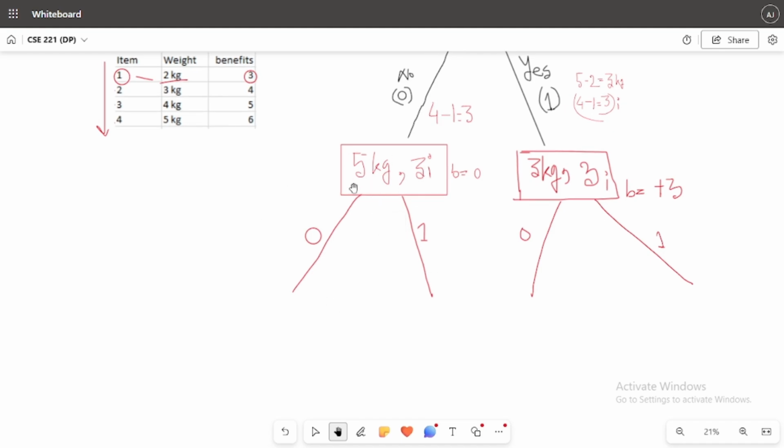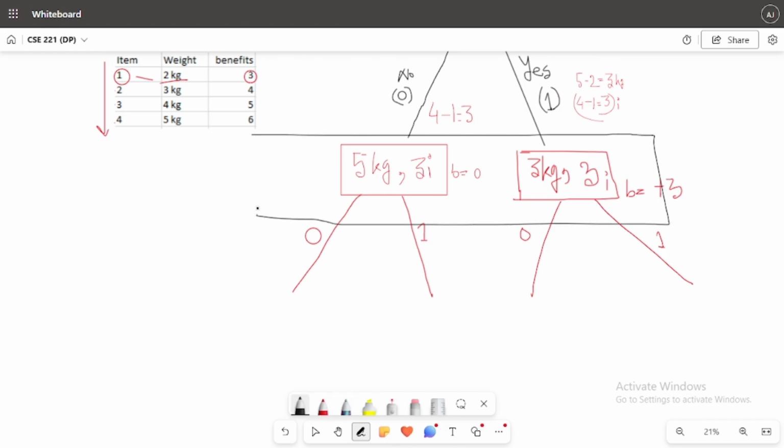Our total, what is our total weight now for this? So we will now do everything for this row. Okay, for this row. Now for 5 kg, if we will not pick any items, what will it be? It will be 5.